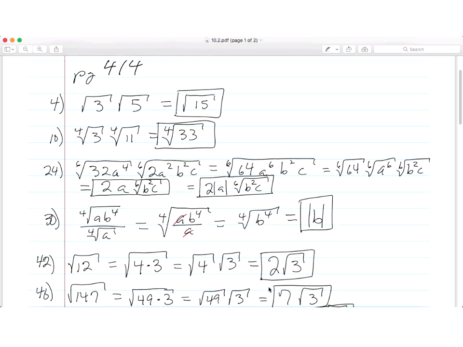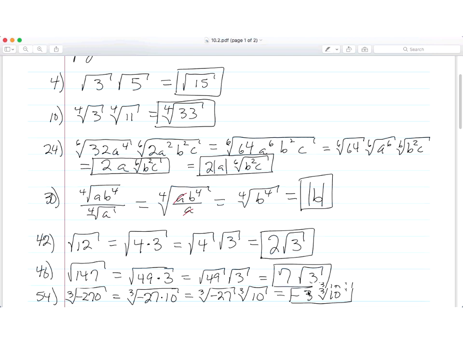Let me do problem number 46, the square root of 147. Well, I can write 147 as 49 times 3. The square root of 49 is 7. And so the square root of 147 is 7 rad 3.